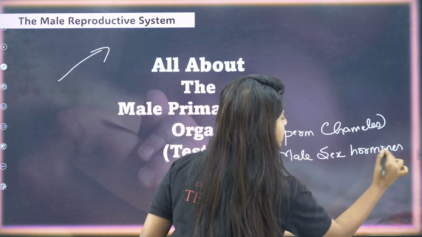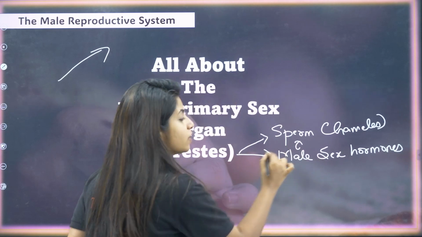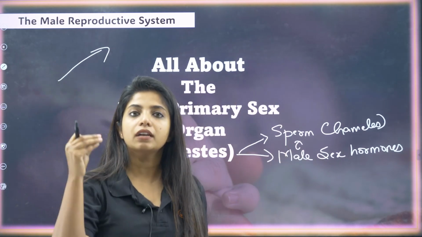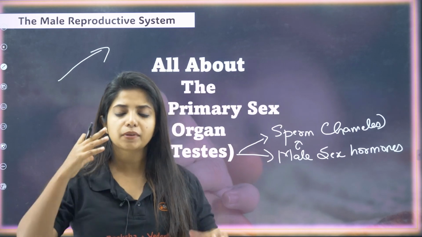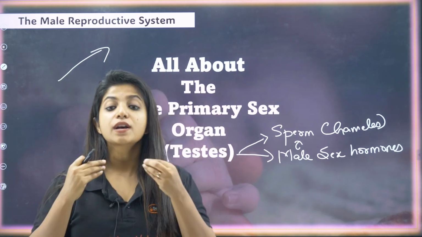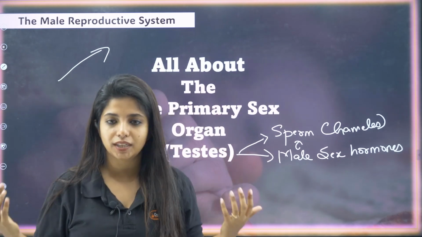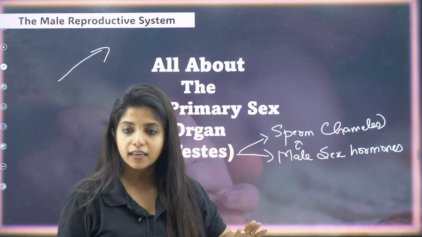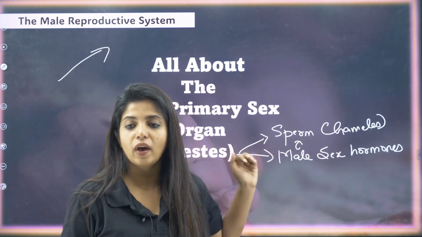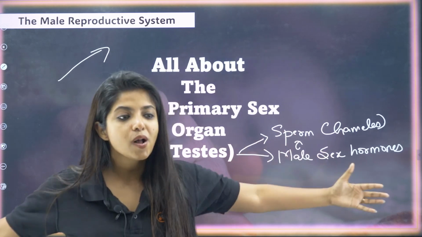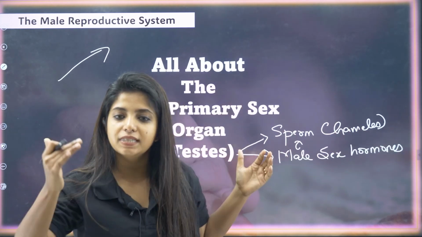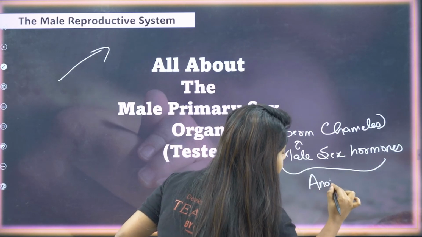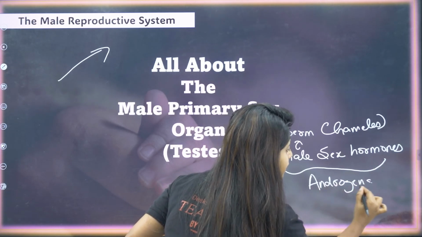Why, ma'am? Why do we need male sex hormones? For the production of sperms and also for giving secondary sexual characteristics to the males. For example, the pubic hair, facial hair, the voice and everything. These are the secondary sexual characteristics. So to give all this and also to help in the formation of sperm, you have the male sex hormones. All the male sex hormones together we call as what? Androgens.